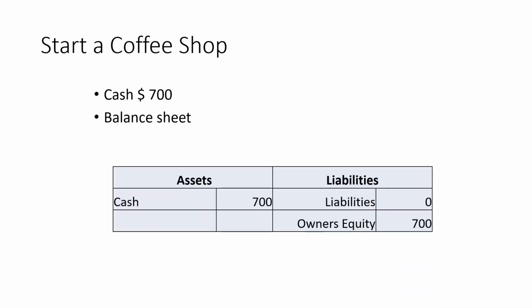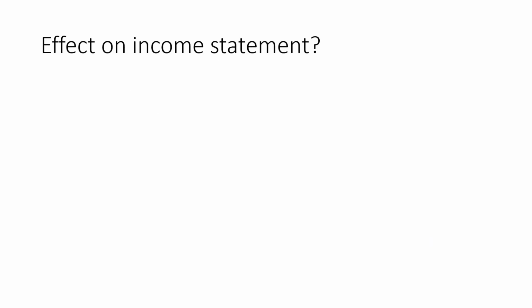Let's go back to that example of starting a coffee shop. We started a coffee shop with cash of $700, and you saw the effect of that on the balance sheet. Total assets went up to 700, and total liabilities and owner's equity was at 700. The effect on the income statement was nothing because we did not make any sales.